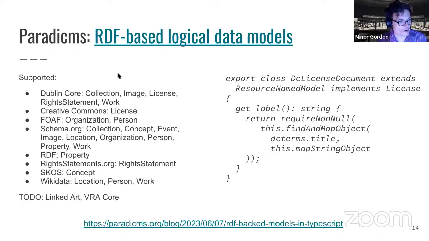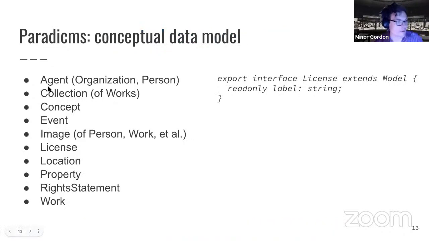So what I did was essentially go through and look at all of these data models and see commonalities between them. They all have some concept of agent. In schema.org, that's an organization or a person. They have concepts of collections, which you see in Dublin Core and schema.org, a concept in SKOS, as well as defined term in schema.org, event, images, licenses, and so on.